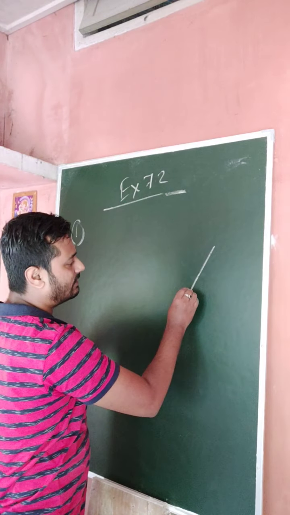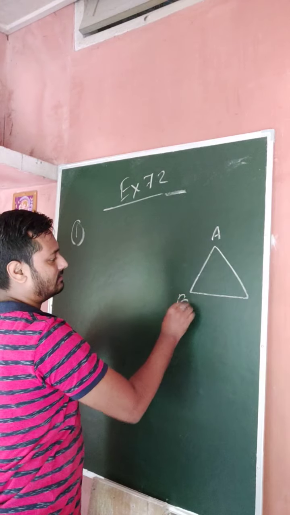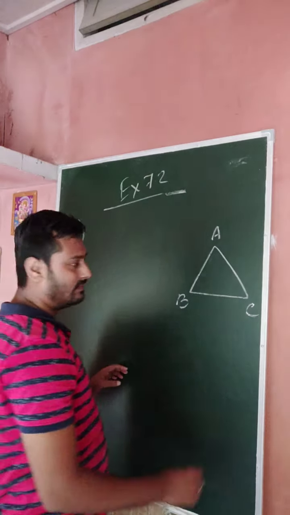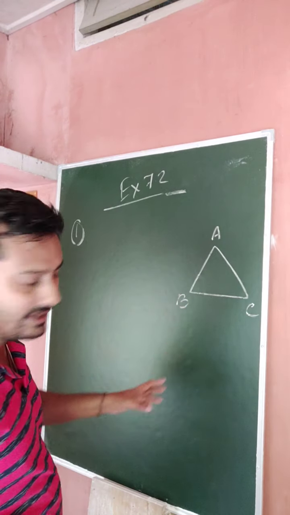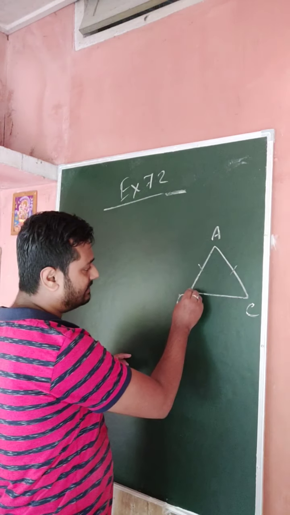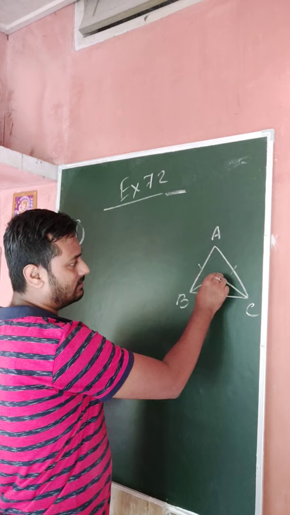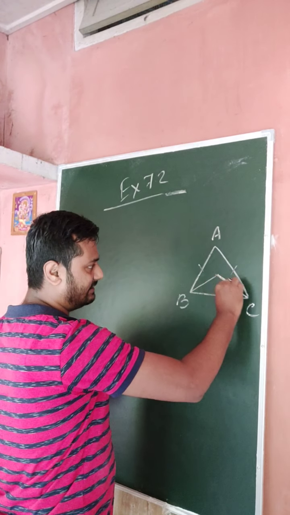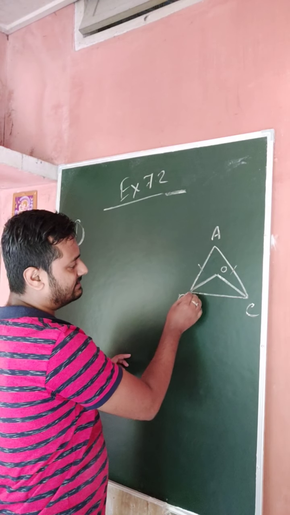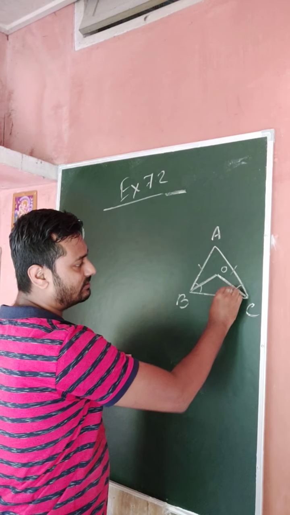So in an isosceles triangle ABC, it is given that the bisectors of angle B and angle C. In the isosceles triangle ABC, given that AB and AC are equal, the bisectors of angle B and angle C meet at the point O. Bisector means this line OB bisects angle B into two equal parts. That means these two angles are equal. Similarly, these two angles are equal.